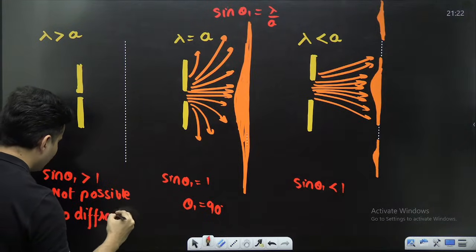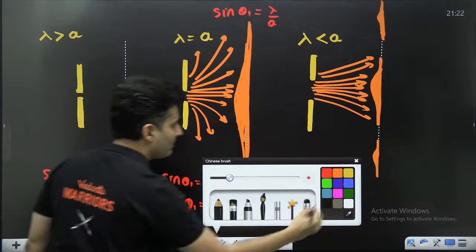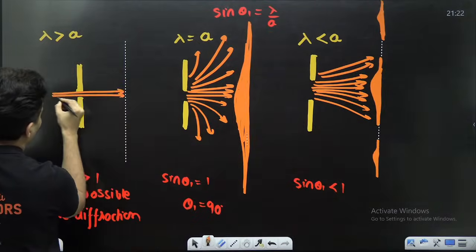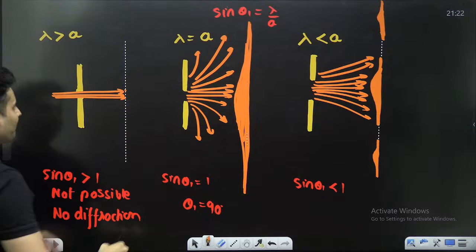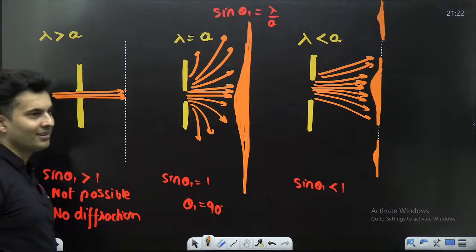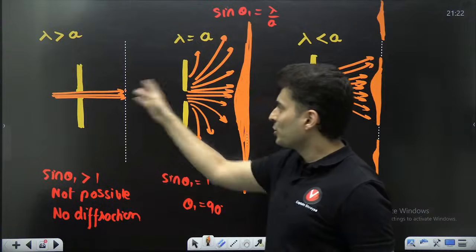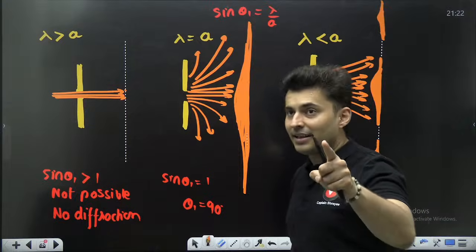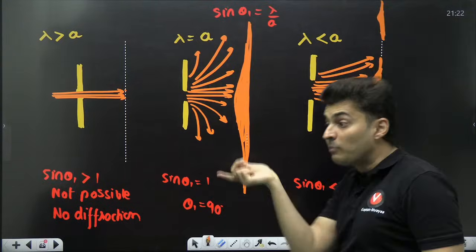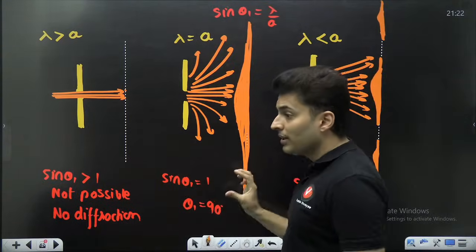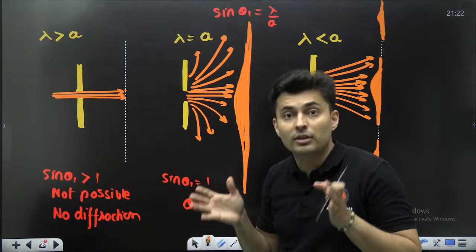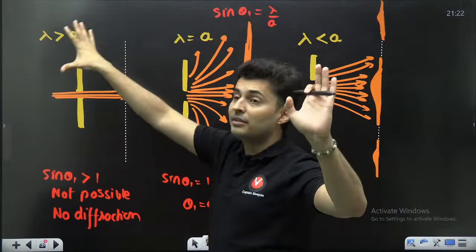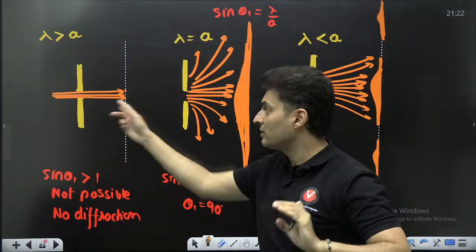No diffraction occurs. And in such a case, the light rays will just go and form a bright spot over here. No bending occurs. It just goes straight. So that's why they say if the wavelength is smaller or equal to the width of the slit or the obstruction, that's when diffraction is more. But if the wavelength is more, then the diffraction is not there.